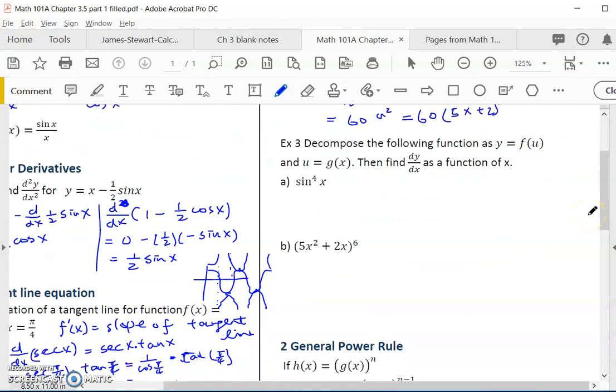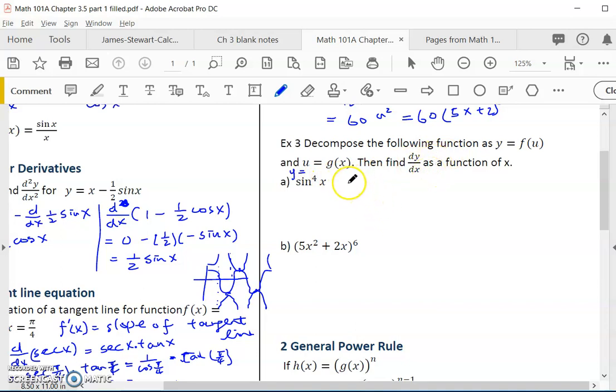More commonly, most of the time we don't write a function as a function of u like that. We actually have to do the decomposition ourselves. So let's see if we can do it by ourselves. For example, my function is y equal to sine to the 4th power of x, and we want to find dy dx.